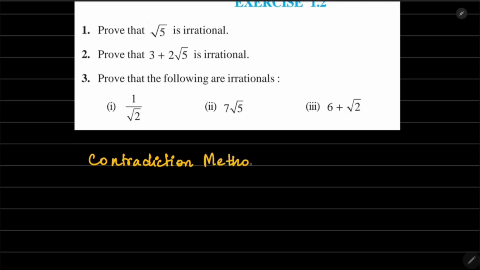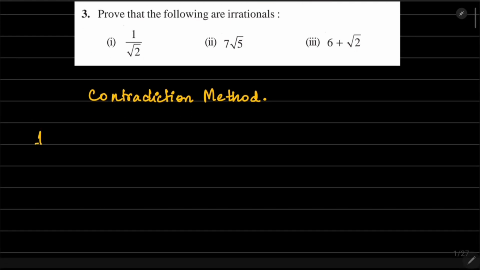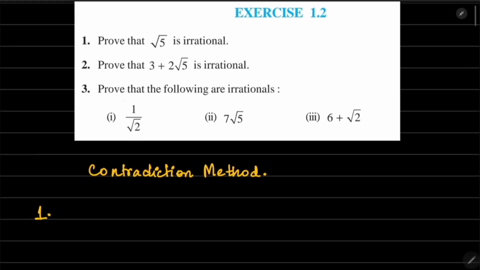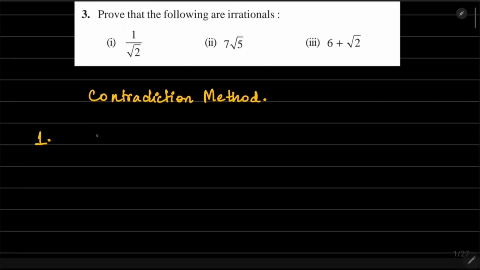What do you mean by contradiction method? We start with assuming that root 5 is a rational number. Okay, so the question number 1, what is the question number 1? Prove that root 5 is irrational. So we will start by assuming that root 5 is rational. This is the assumption that we are keeping.